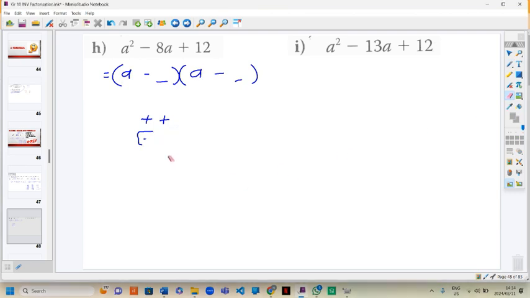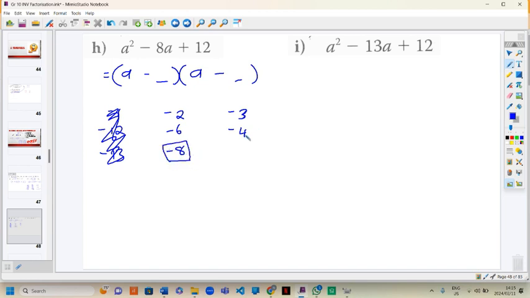How do I fill in these gaps here? I ask myself, what are the factors of 12? Factors of 12 are 1 and 12, 2 and 6, 3 and 4. I know that they all are negative. Now I need to see which combination gives me negative 8. Negative 12 minus 1 is negative 13, so it's not this one. Negative 2 minus 6 is negative 8. Awesome, there's my answer. I didn't even have to look at this one. So there's my negative 8, and then I just plug the values in. So I've got 6 over there, and I've got 2 over there.